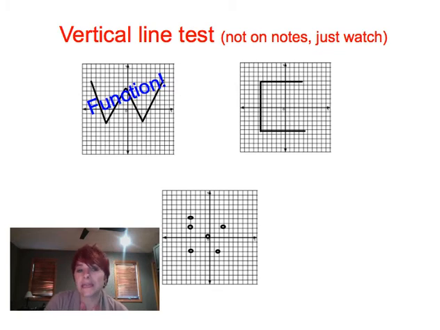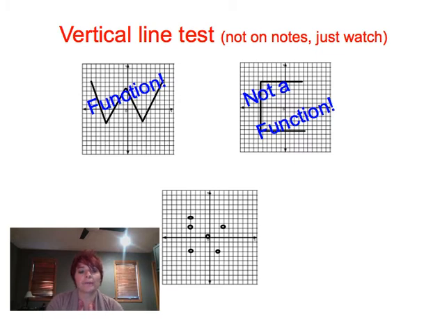What about the C? The boxed C, if I draw a line right there, that vertical line crosses twice. So right away, I know, no, this is not a function.